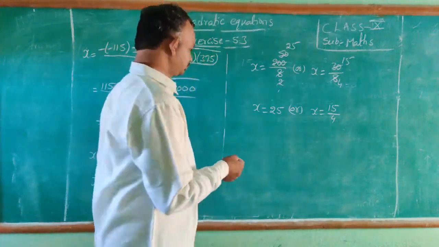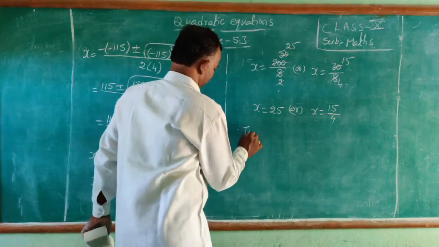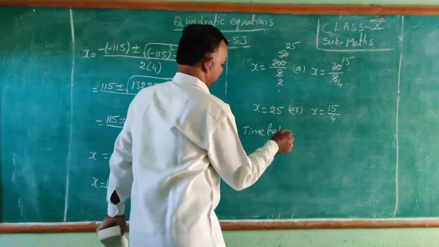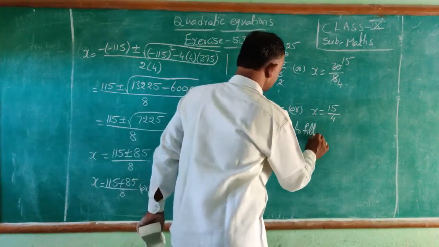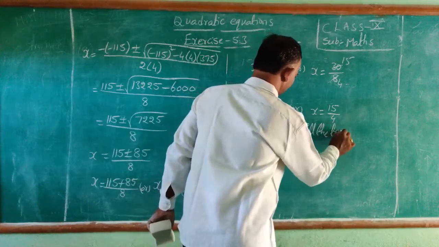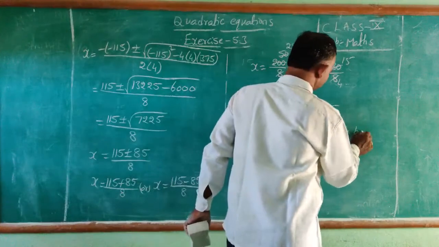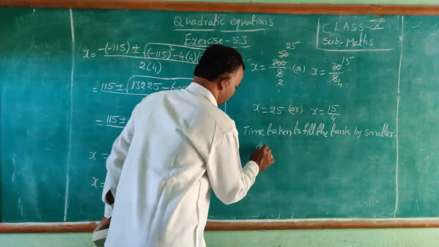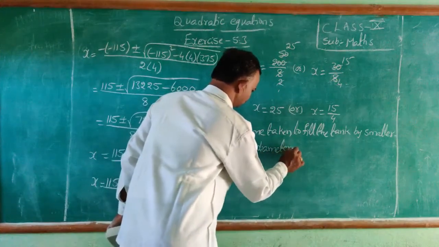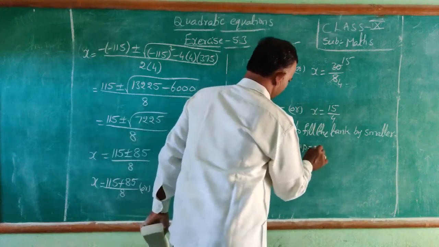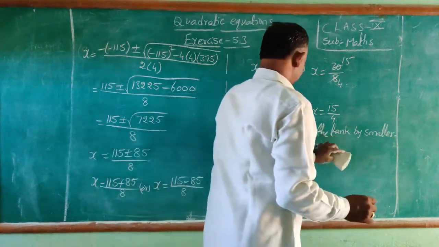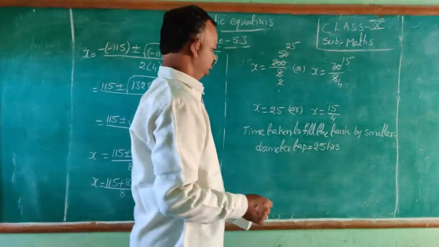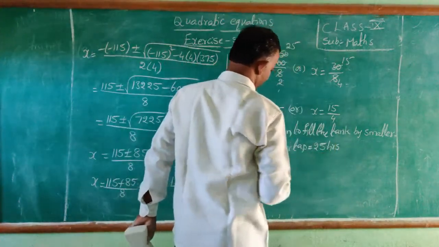Small diameter tap. Therefore, time taken to fill the tank by smaller diameter tap is equal to 25 hours.